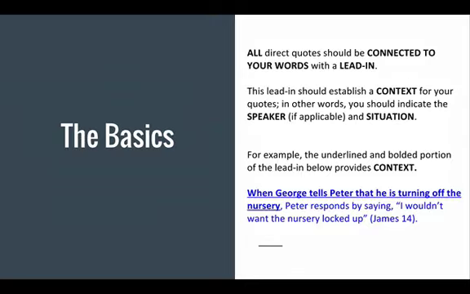For example, the underlined and bolded portion of this lead-in below provides context. So, when George tells Peter that he is turning off the nursery, Peter responds by saying, "I wouldn't want the nursery locked up." (James 14). So the underlined portion is a lead-in to the actual quote which we have taken. So you need to give us the situation of where the quote is actually taking place, be it dialogue or narration.